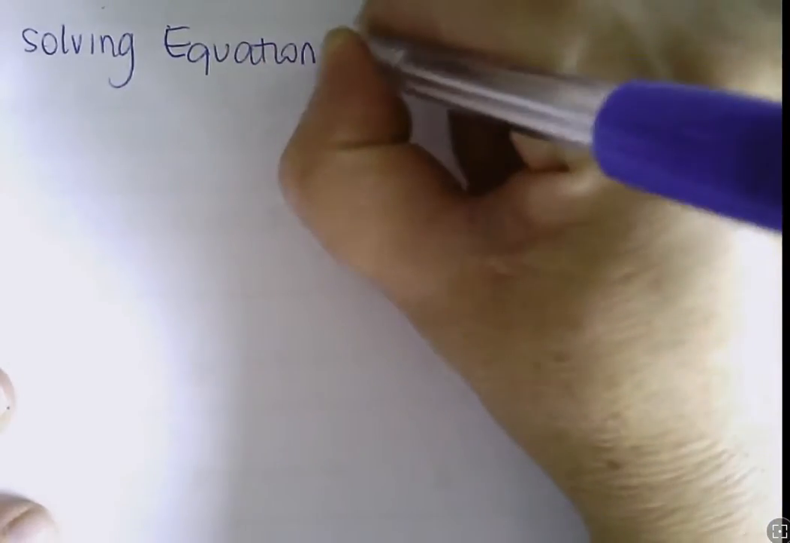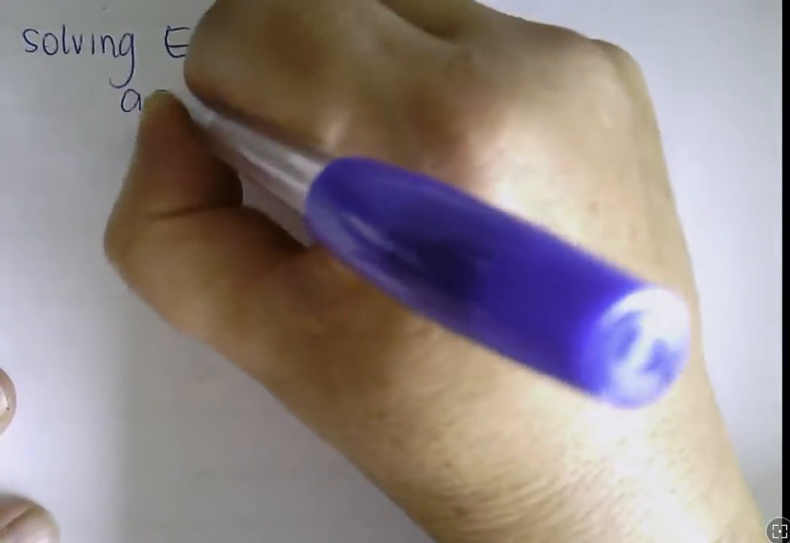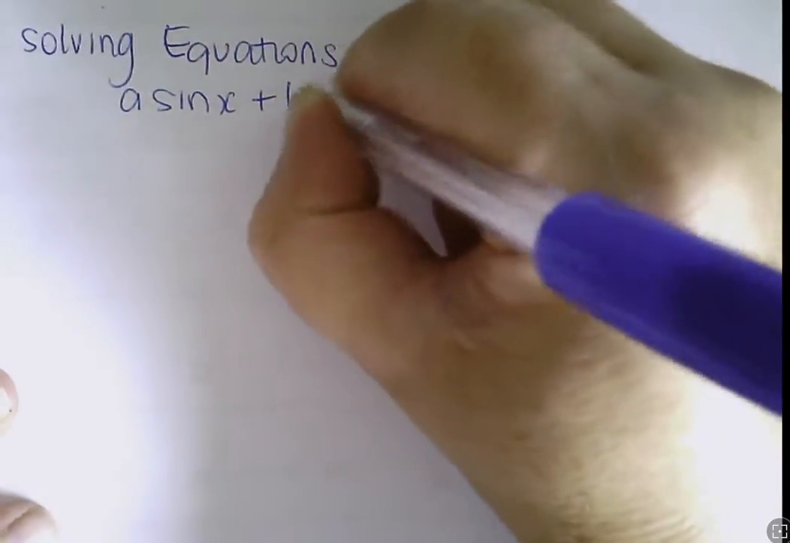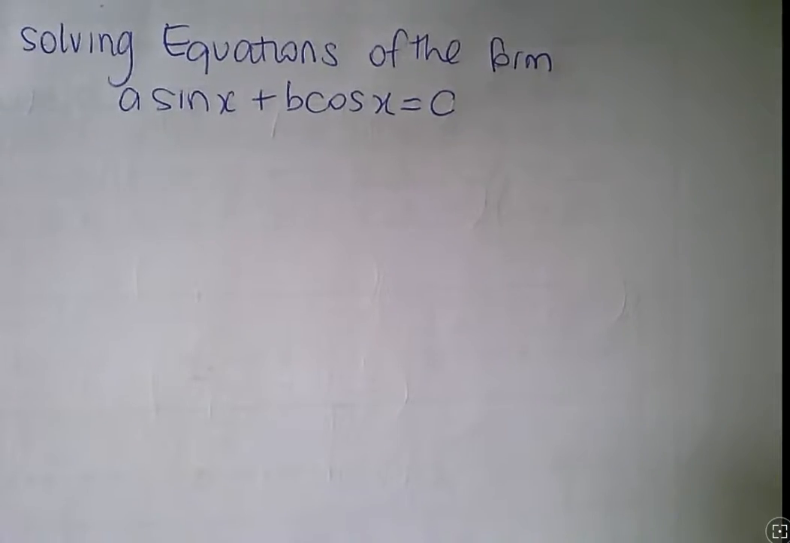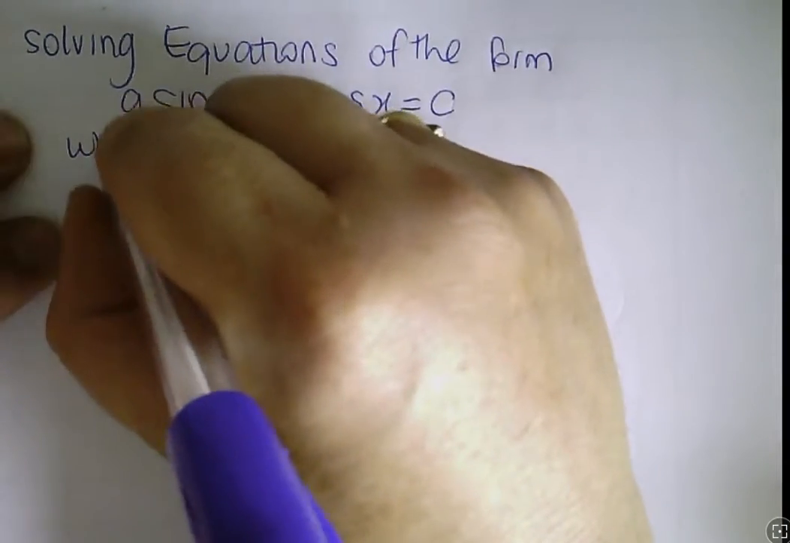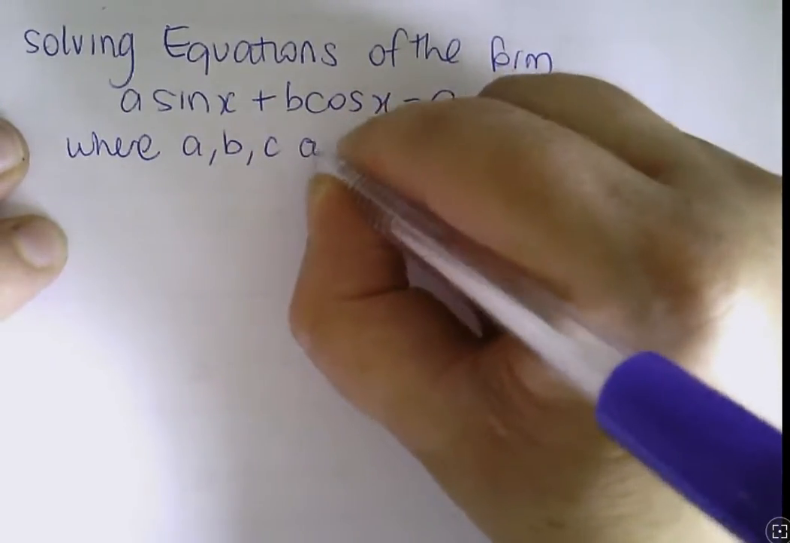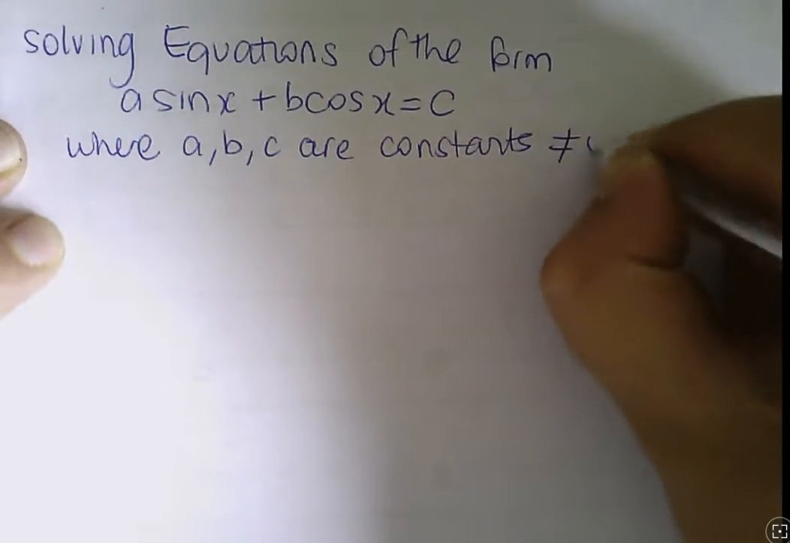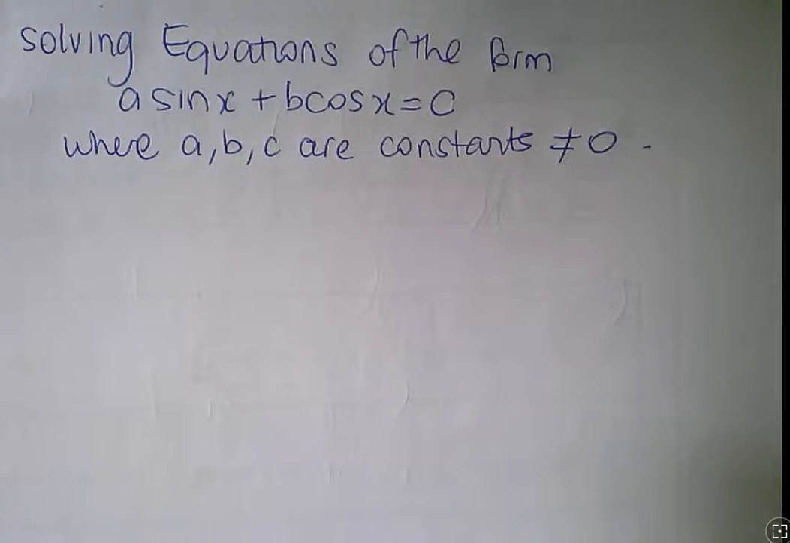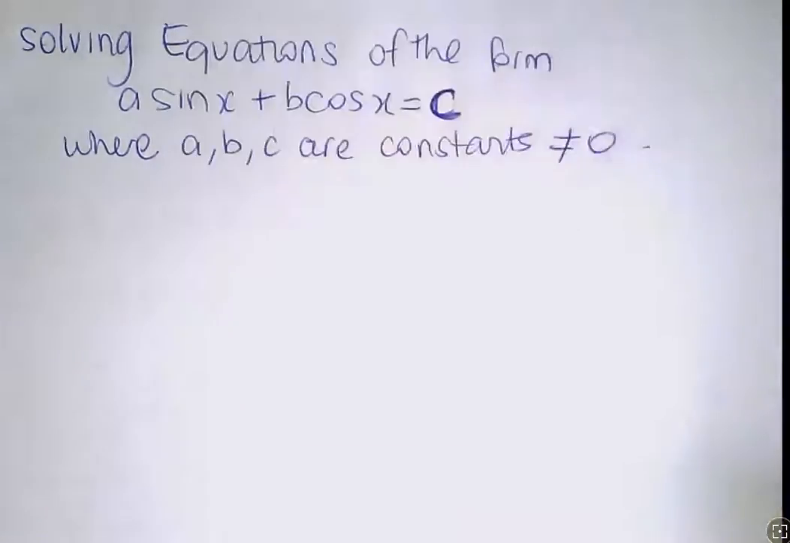Solving equations of the form a sine x plus b cos x equals c, where a, b and c are constants not equal to 0. If you've got something like sine x plus 3 cos x equals 2, this is a c, by the way. That's not a 0, it's a c.